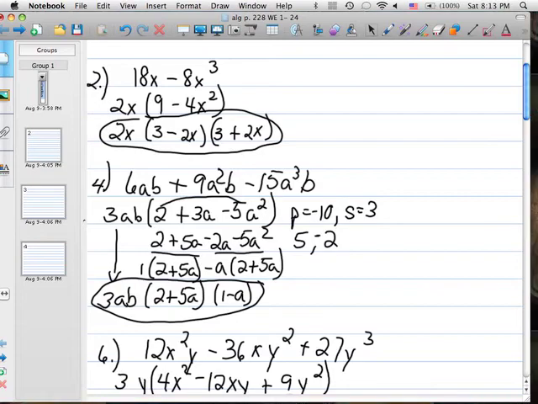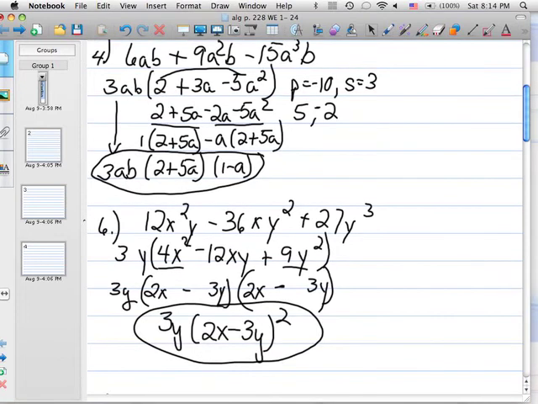So bring down the 2 and the negative 5a squared. Then by grouping, you can pull out a 1, and that leaves you 2 plus 5a. Check the signs: positive, positive, negative, negative. Take out a negative a, and that leaves you 2 plus 5a. So there are three factors: 3ab times the quantity 2 plus 5a times 1 minus a.